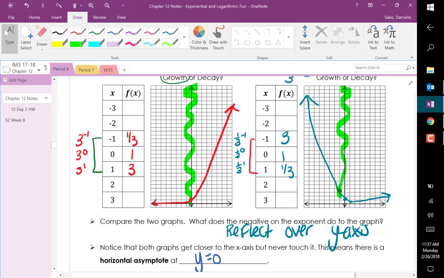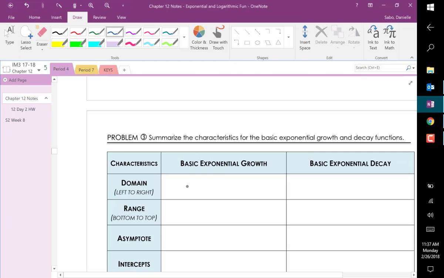Yeah, so the domain for both of them is all real numbers, or negative infinity to positive infinity. That's true for all exponential functions, just like it was for all quadratic functions and all polynomial functions. Those were all real numbers for your domain. We could put in any x value.